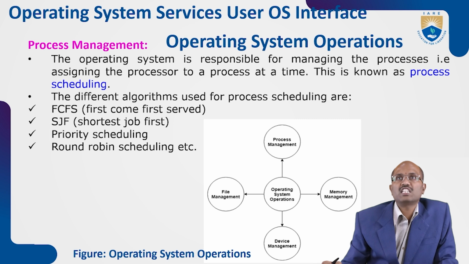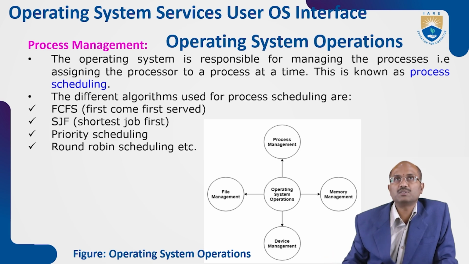The operating system is responsible for managing the process, that is, assigning the processor to a process at a time. This is known as process scheduling. The different algorithms used for process scheduling are first come first served, shortest job first, priority scheduling, and round robin scheduling. This is the process management.